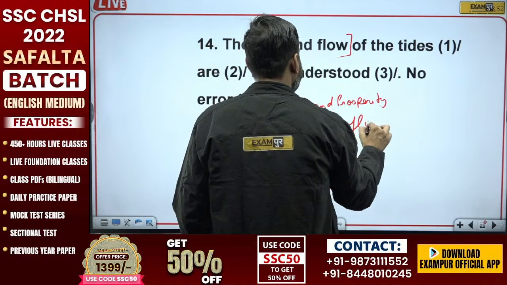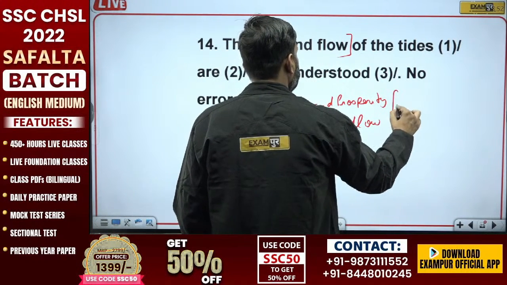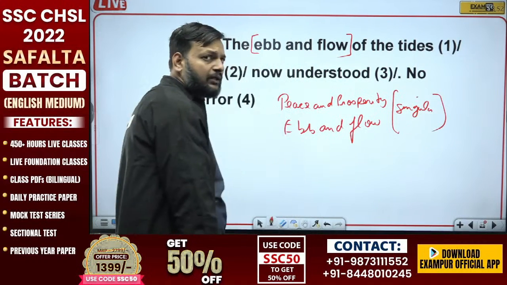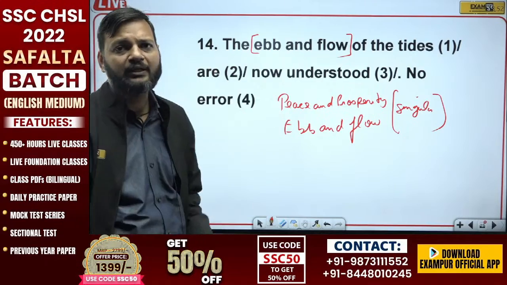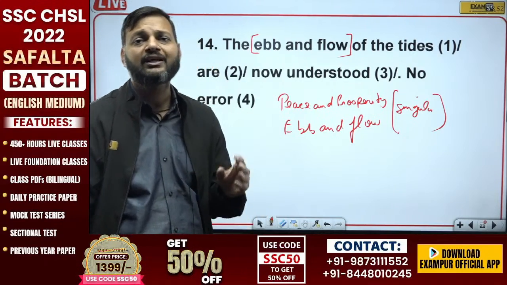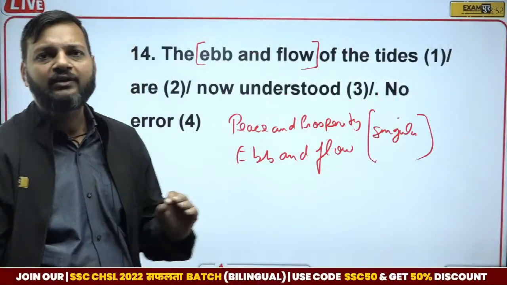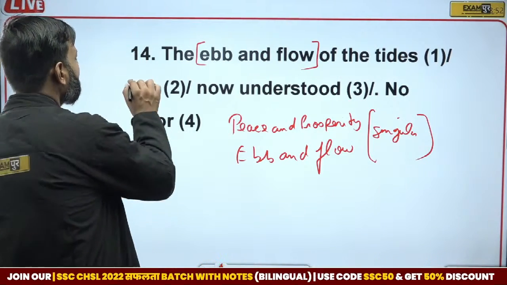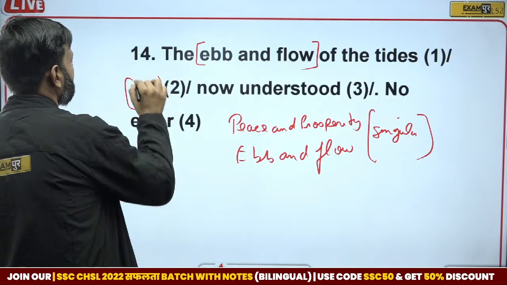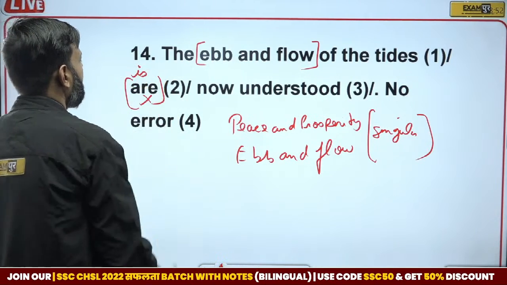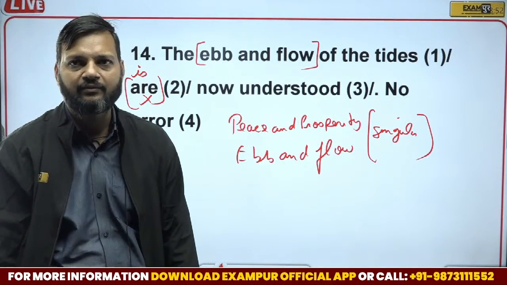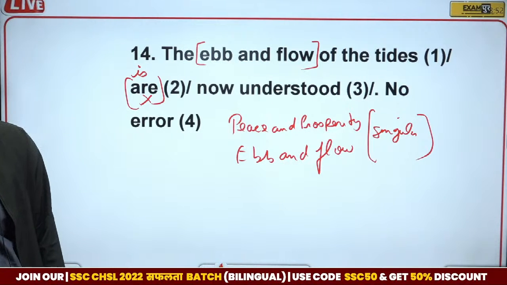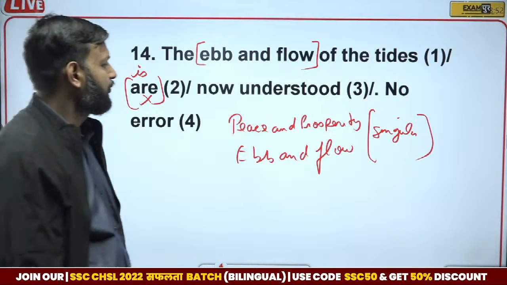These are compound nouns, and these are considered singular, not plural. Bread and butter, ebb and flow, peace and prosperity, all these are compound nouns which are considered singular. So if these are singular, they must be followed by a singular verb. So here are will be replaced by is. Yes, Suresh, Rajendran, Deepak, everyone is right. Now the next one.